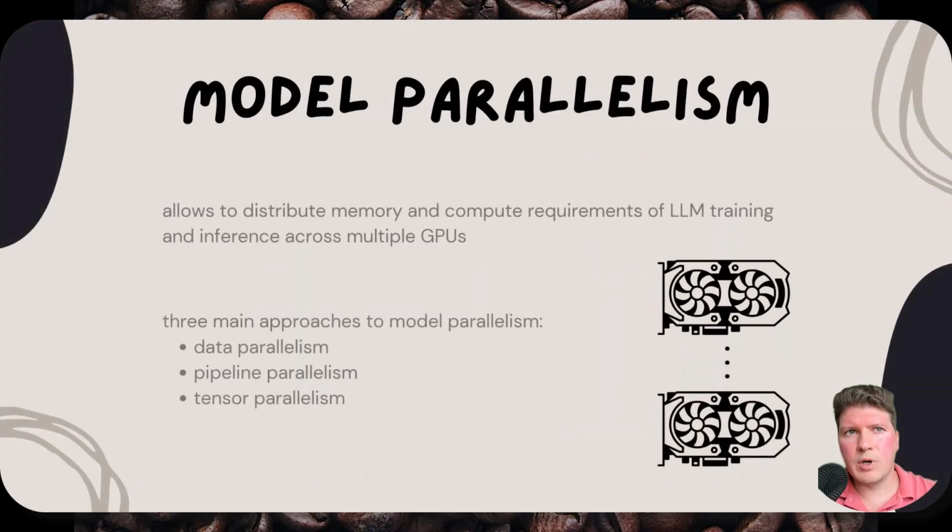Model parallelism allows you to distribute the memory and compute requirements of LLMs across multiple GPUs. This enables the training and inference of models that are too large to fit on a single GPU, which also improves performance in terms of throughput, measured in tokens per second. There are three main approaches to model parallelism, each involving splitting the model weights and computation in different ways: data parallelism, pipeline parallelism, and tensor parallelism.